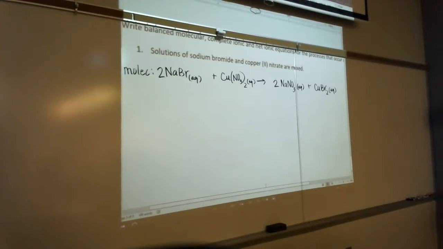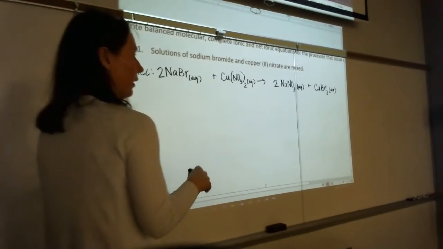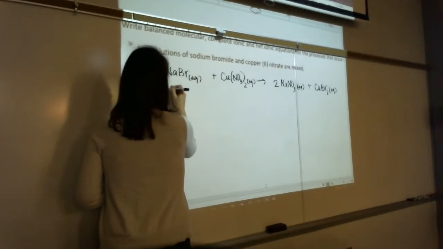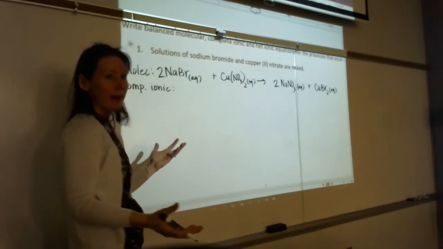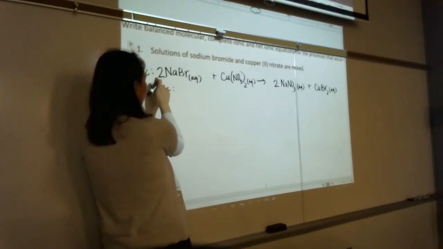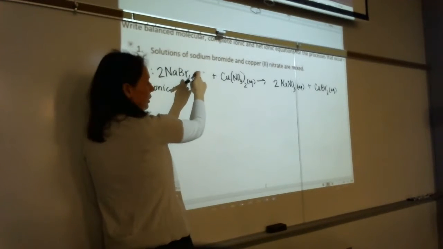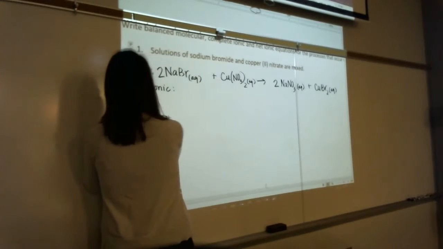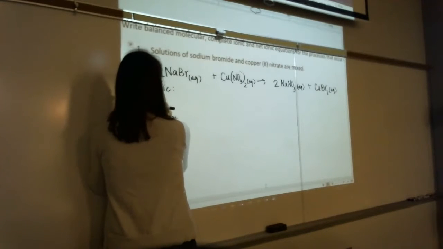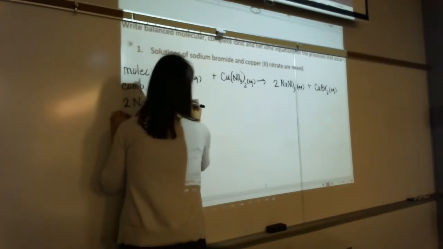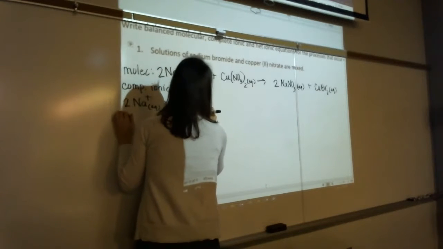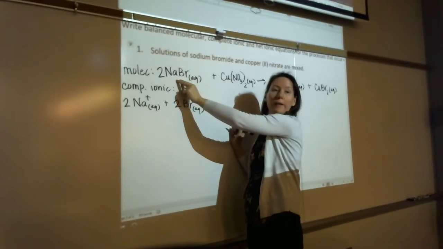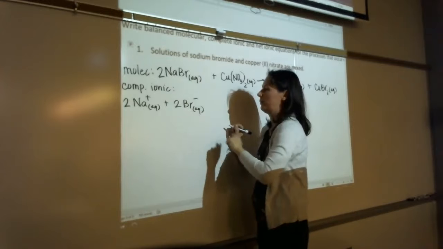If we go to step 2, convert this into a complete ionic equation. Let's dissociate everybody into its ions. So this coefficient of 2 needs to be distributed to both of these. So save yourself some room, right? This is going to be 2Na+ AQ plus 2Br- AQ. Do you see why we did that? Because that coefficient of 2 is in front of the molecule as a whole, so you've got to distribute it to both.